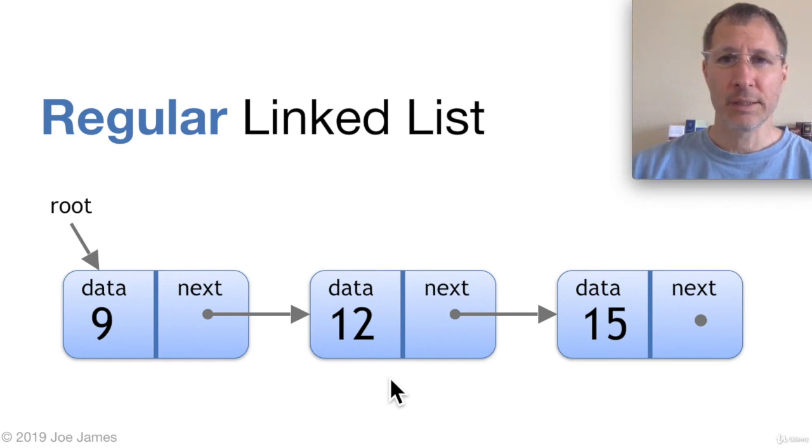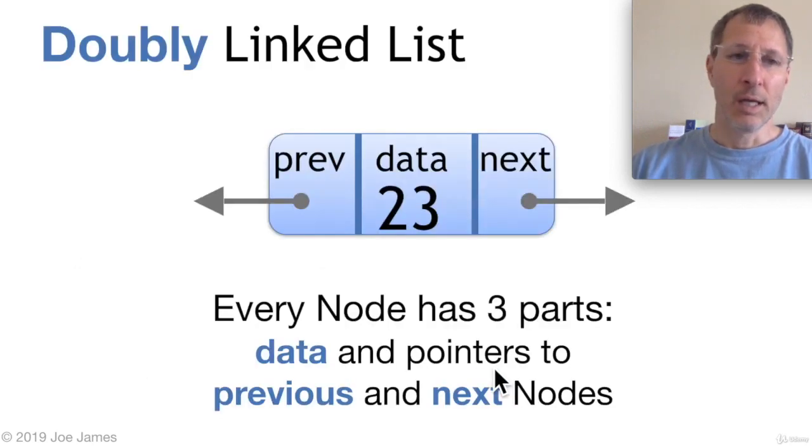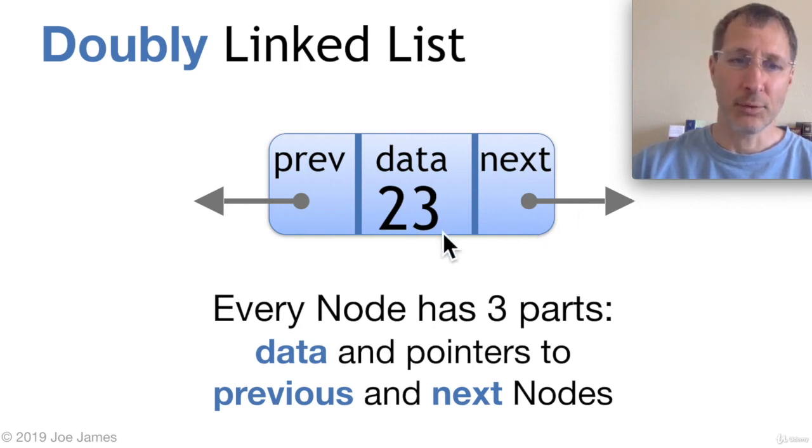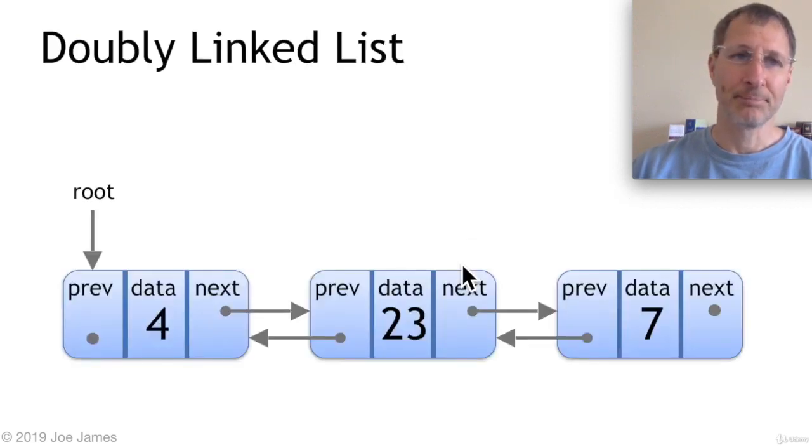Now let's look at doubly linked lists. These are also sometimes called bidirectional linked lists because they have arrows pointing both directions, to the next node and to the previous node. So a regular linked list looks like this. In a doubly linked list, each node has 3 pieces of data. It has a pointer to the previous node, a pointer to the next node, and the data itself that it's storing. So it has those 3 components to the node of a doubly linked list.